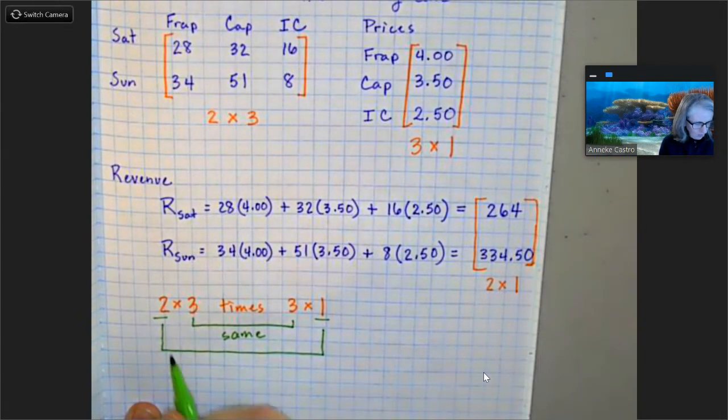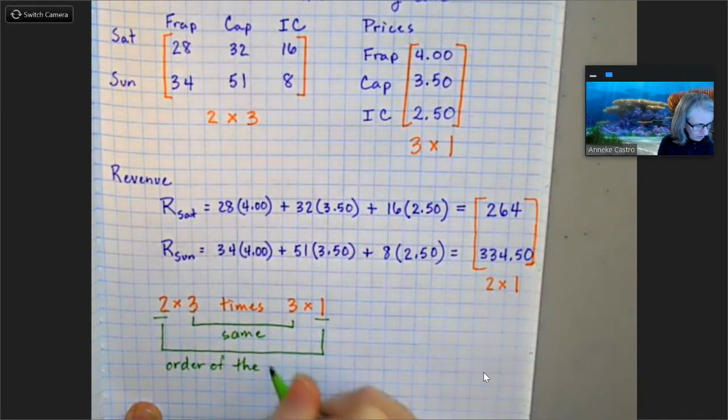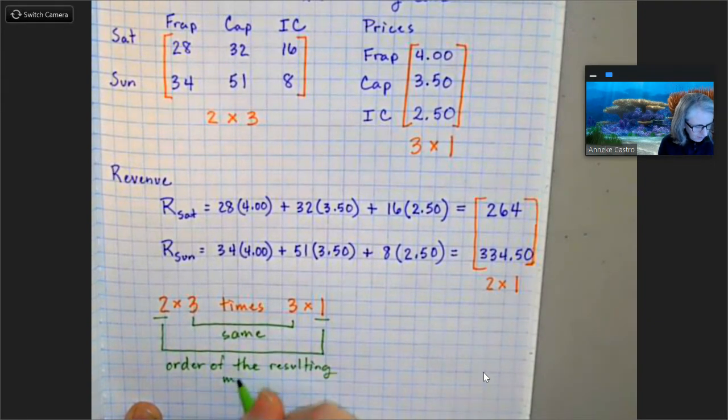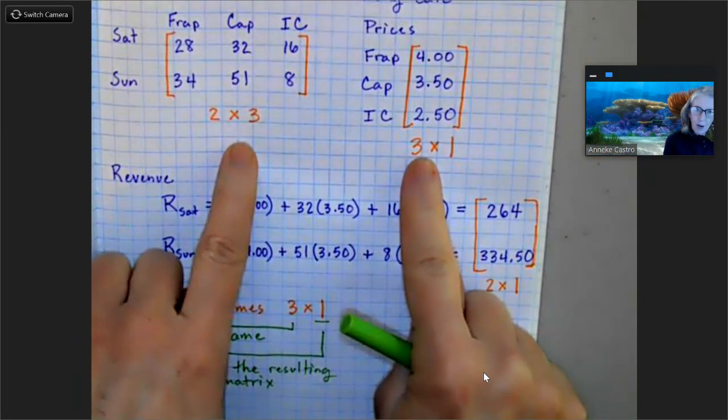So the size, or the order, of the resulting matrix. Okay, so this is what you want to look at. When you're asked to multiply matrices together, you need to look at the sizes and see if it's even possible.